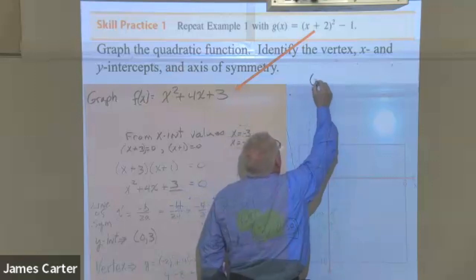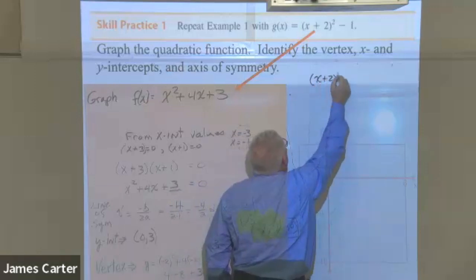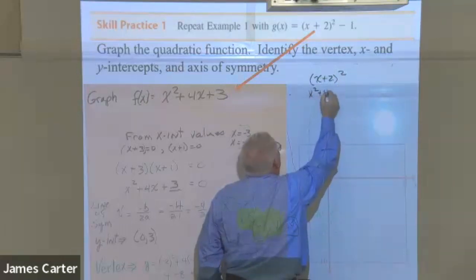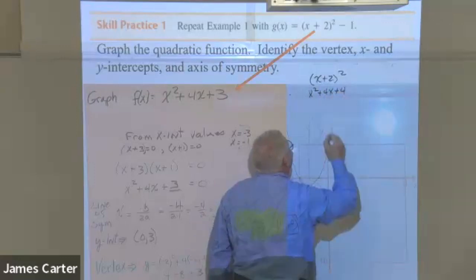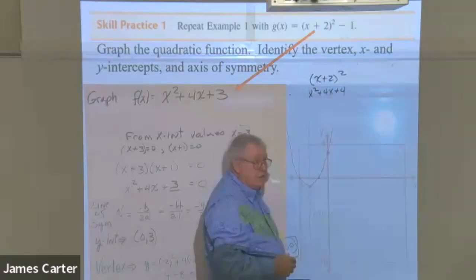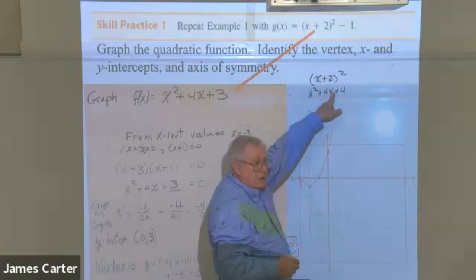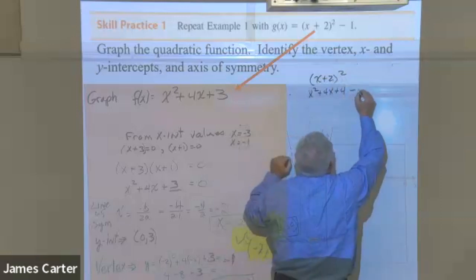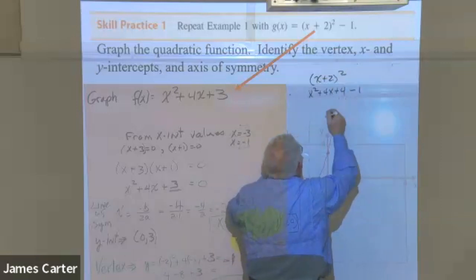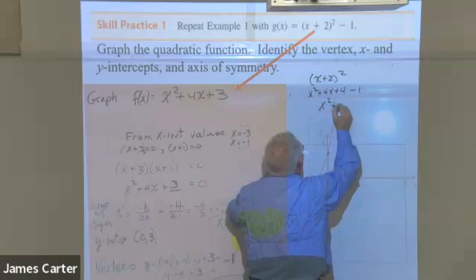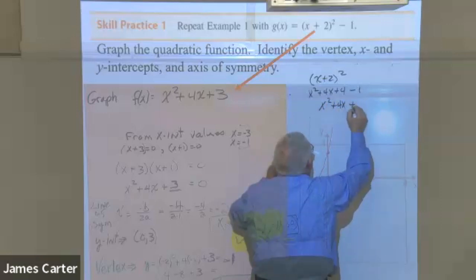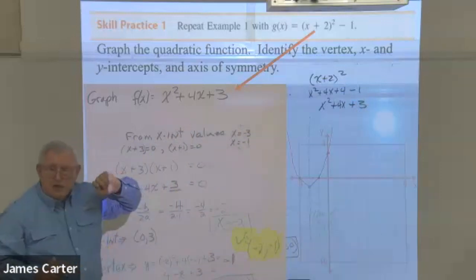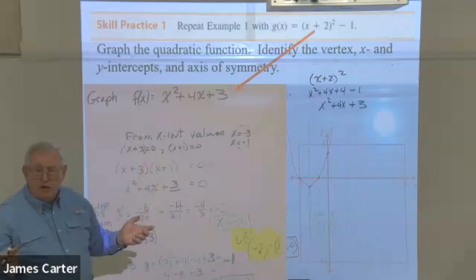Well, I took x plus 2 and I squared it, getting x squared plus 4x plus 4. If I square that, x plus 2 times x plus 2, and then I just bring down this -1. So I combine those and I get x squared plus 4x plus 3. That's how I went from vertex to standard. And that's how you do it on all of them.